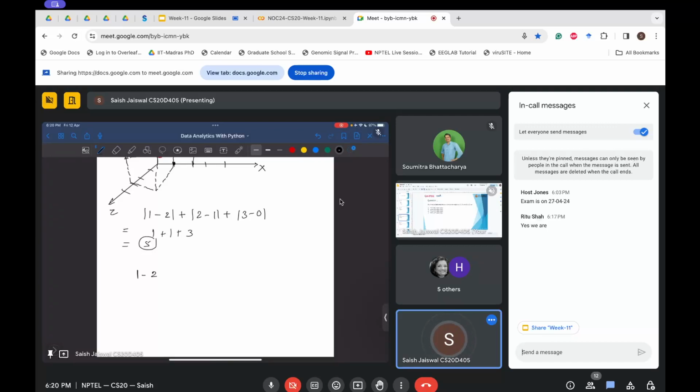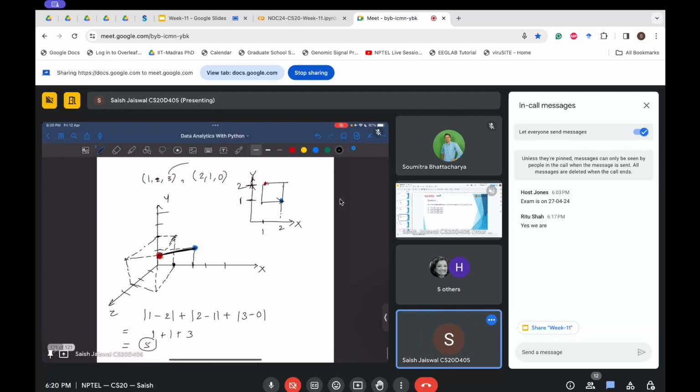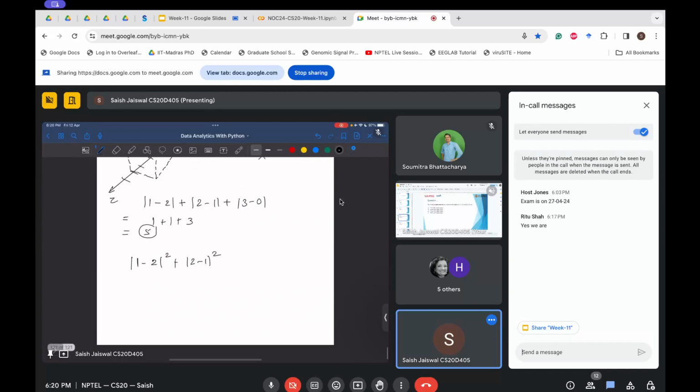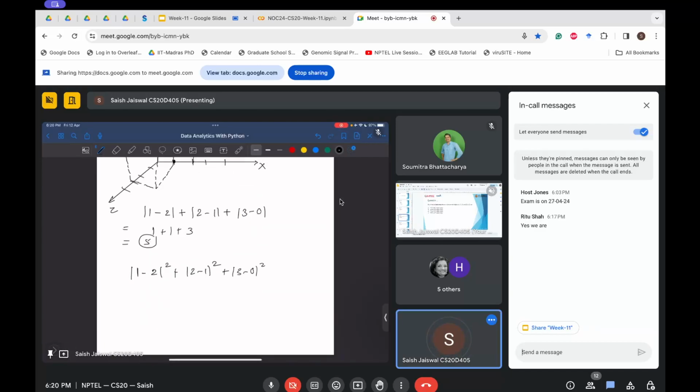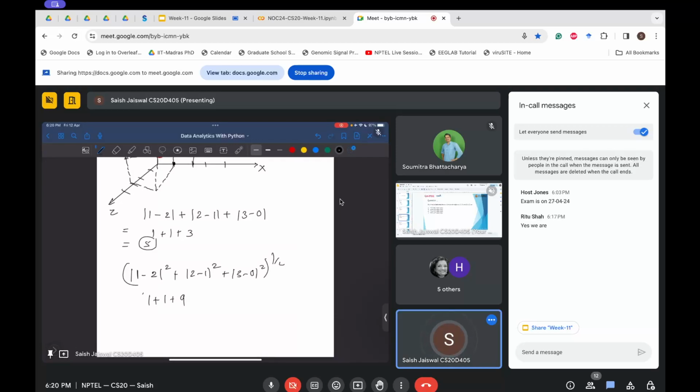It will be 1 minus 2 square plus 2 minus 1 square plus 3 minus 0 square raised to 1 by 2. So it will be 1 plus 1 plus 3 square, 9. So under root of 11. So it will be around 3 point something. I am not using any calculator. So in the examination also, if you are coming across such a question, you can have an approximation over here and then look at the options given to you. So this is the manual way of doing it.